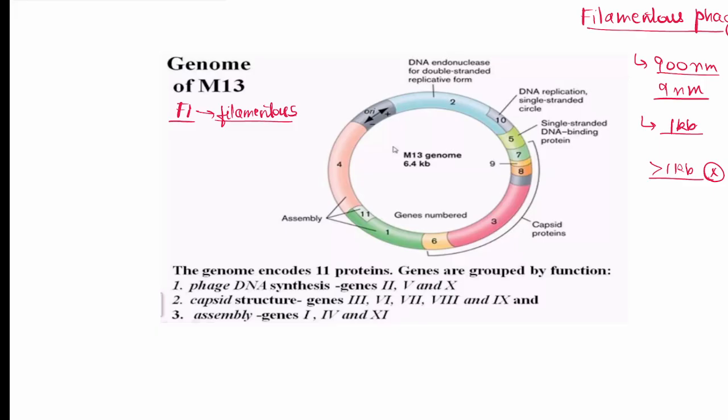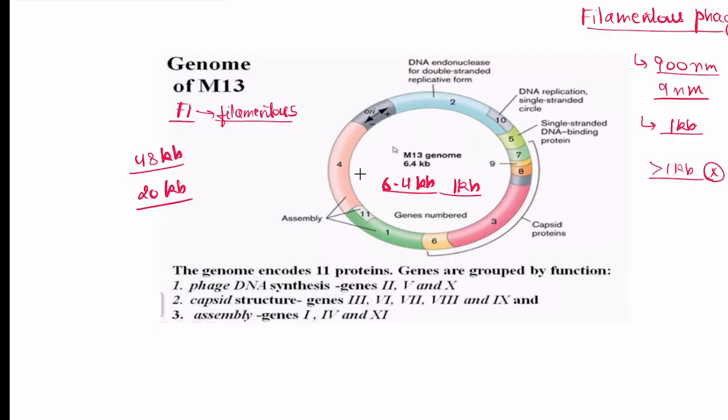Along with that, if we talk about the diagram which has been shown here, it consists of the ori site. This ori site is the place from where the origin of replication will take place. The entire genome size of the phage comes out to be 6.4 kilobases. If we compare it with the lambda bacteriophage, which had 48 kilobases of entire size, here it is only 6.4. The insert capacity of lambda bacteriophage was approximately 20 kilobases, but the insert capacity of M13 is approximately 1 kilobase.